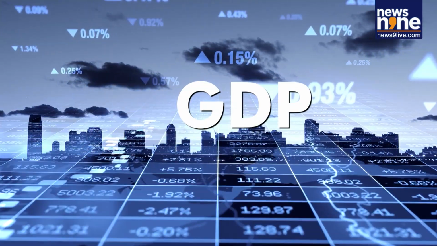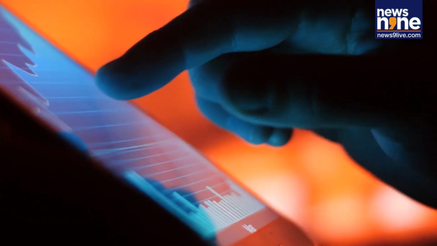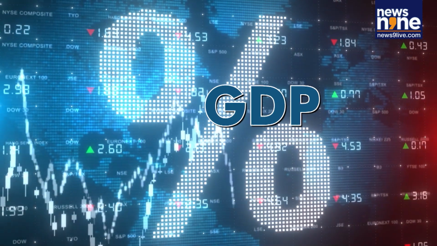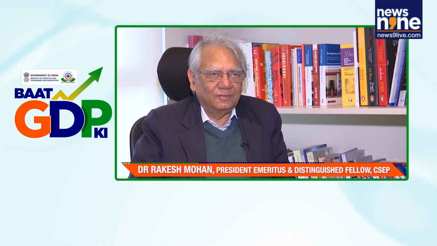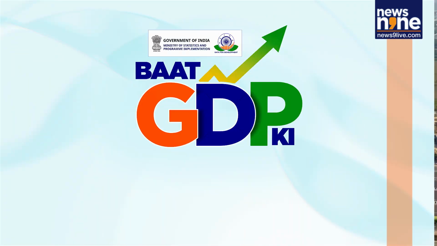Suppose GDP has increased from 100 rupees to 110 rupees when measured at current prices, the prices that exist today, the prices that may exist next year. Then we say nominal GDP has gone up by 10 rupees. But if inflation was 5%, then the real GDP has gone up only by 5%, because 110 rupees, if you take out 5% of that, becomes 105 rupees. So that's the difference between the nominal and real.